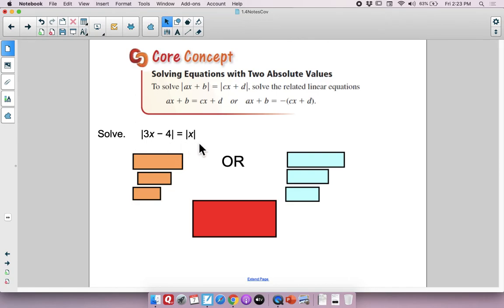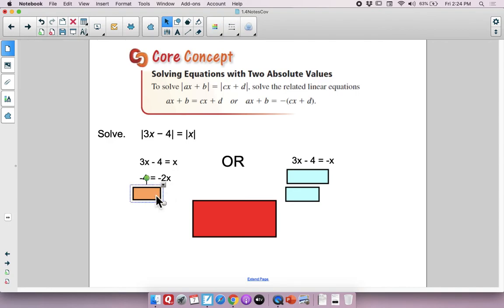Okay, so here's an example. You can try this one on your own if you feel comfortable. Otherwise, watch, and then we'll practice it with another one. So I can set 3x minus 4 equal to x, or I want 3x minus 4 equal to negative x, the opposite of x. Then we just need to solve those. So we need to get our x's together. I subtracted 3x from both sides, and then to get 1x, I would divide both sides by negative 2, and I would get 2. On this one, I subtracted 3x, divided by negative 4, and I get 1.